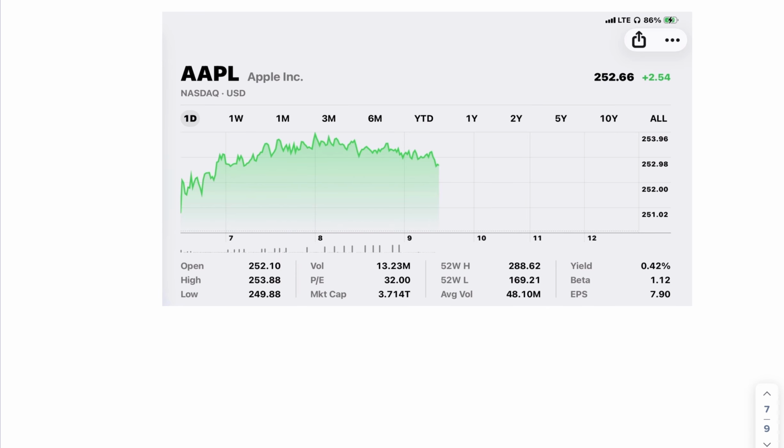So we'd have to take the difference. That's the current price minus 252.10, which is the closing price of the prior day, or the opening price for today, and that works out to 0.56. Let's rewrite that again. 0.56. Then we're going to take 0.56 and divide that by the closing price of the prior day.